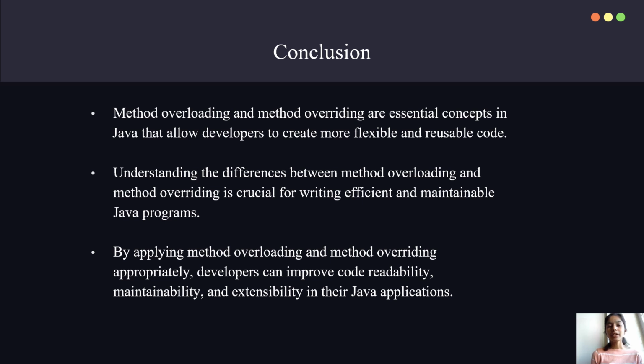Conclusion. Method overloading and method overriding are essential concepts in Java that allow developers to create more flexible and reusable code. Understanding the difference between method overloading and method overriding is crucial for writing efficient and maintainable Java programs. By applying method overloading and method overriding appropriately, developers can improve code readability, maintainability, and extensibility in their Java applications.